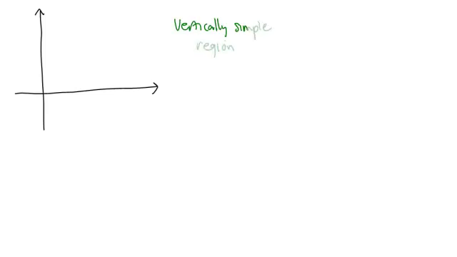In the last lecture, we saw Fubini's theorem, which allowed us to work out double integrals by doing iterated integrals. It turns out that Fubini's theorem does generalize, but we have to be a little bit more careful about it. So let's talk about what's sometimes known as a vertically simple region.